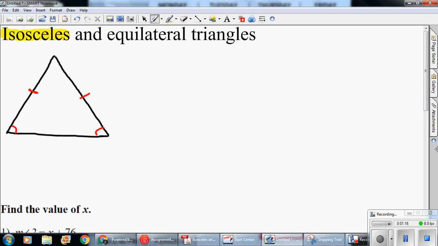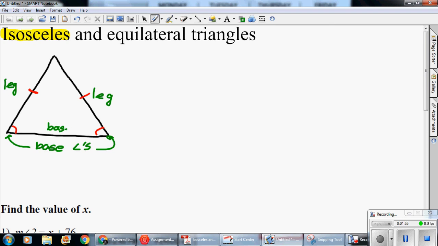Okay? Now, these are called the base angles. The two angles that are congruent are called the base angles. Okay? The sides that are congruent are called the legs. They're called legs because they're congruent to each other. So this will be leg number 1, leg number 2. And this side is called the base.